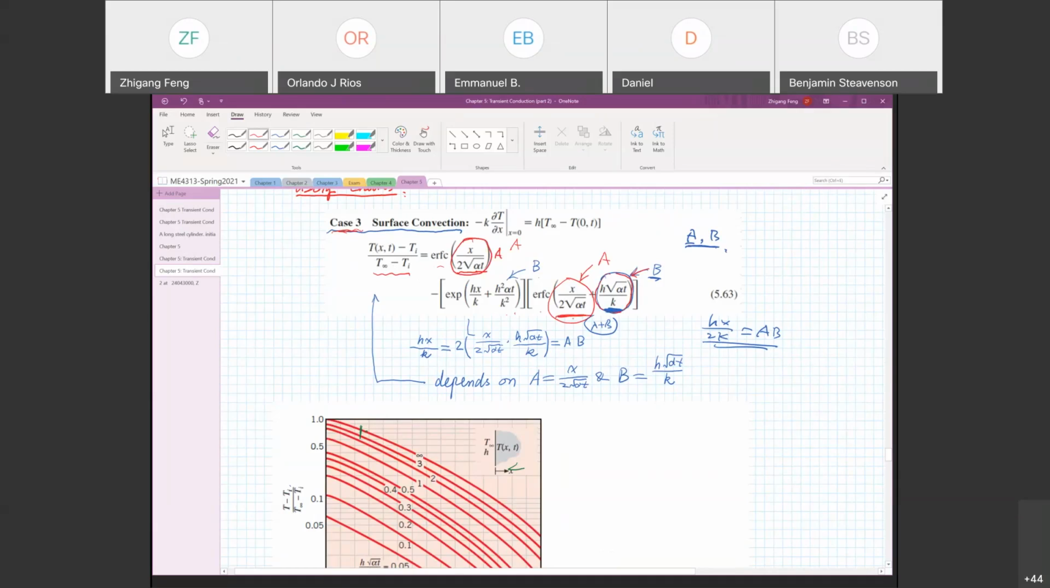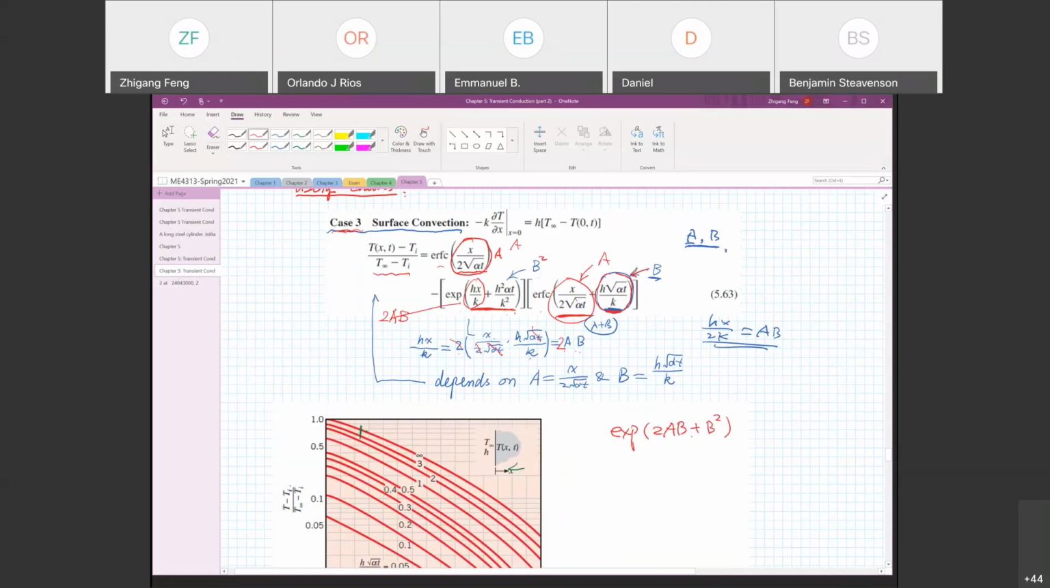Now let's look at the term inside the exponential function, hx over k. If you pay attention, hx over k is equal to a multiplied by b, because alpha t cancels out. Actually, it's 2 multiplied by a b, so the 2 and 2 cancel out, and you end up with hx over k. So hx over k is equal to 2 multiplied by a multiplied by b. Now h squared multiplied by alpha t over k squared is exactly equal to b squared. So in the exponential function, the term is just 2 multiplied by a multiplied by b plus b squared.